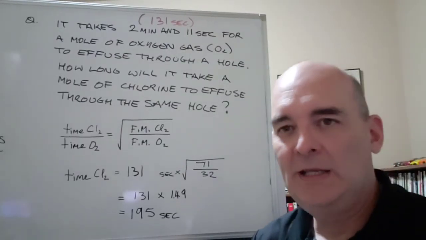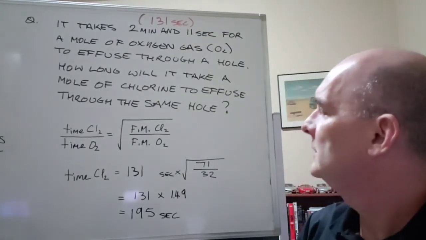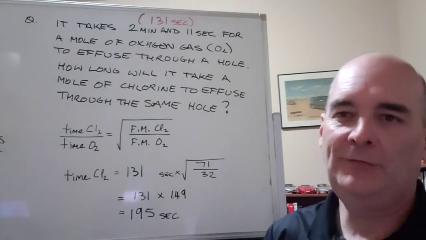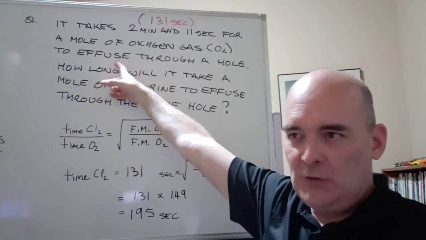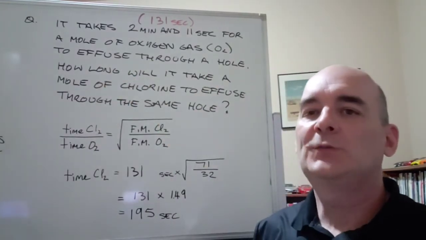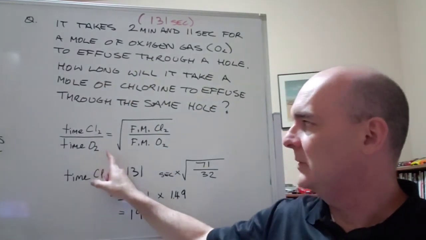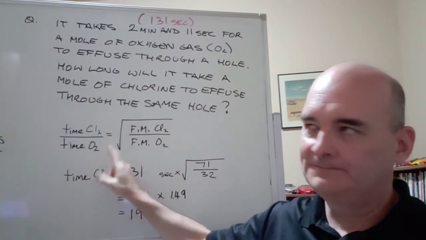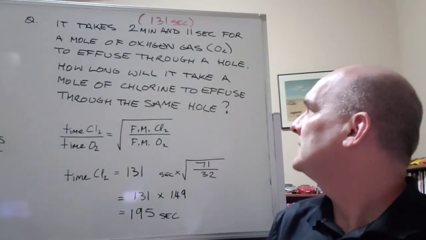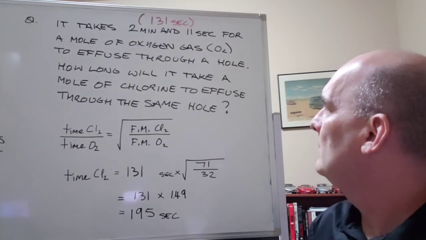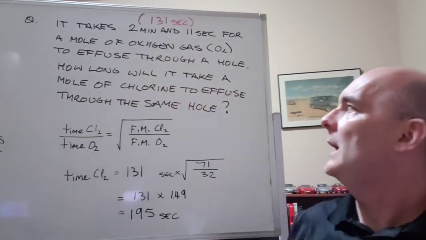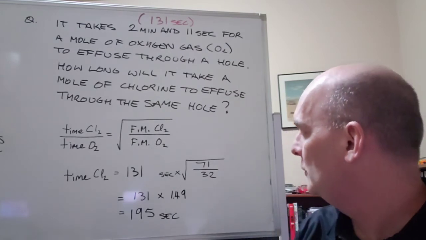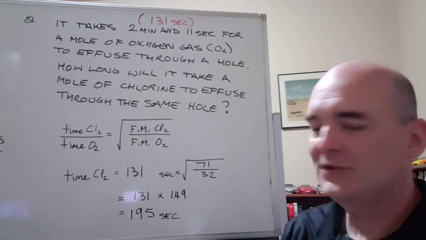Okay, this question is unlike the others. It is a question about effusion. It specifically has the word effuse in it, which means we're going to be using Graham's law of effusion. It takes 2 minutes and 11 seconds for a mole of oxygen gas, O2, to effuse through a hole. How long will it take a mole of chlorine gas to effuse through the same hole?